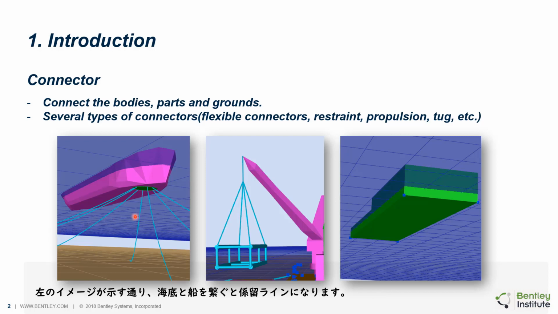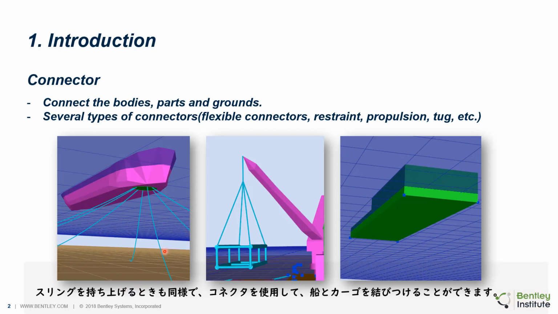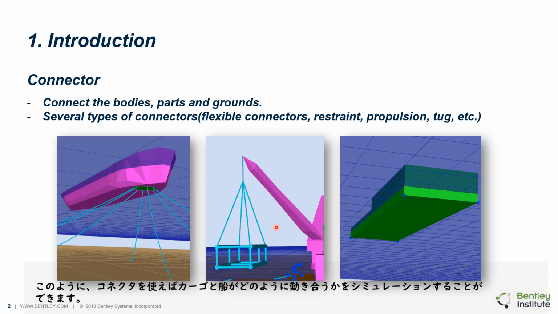As shown in the picture on the left, if we use it to connect the seabed and the vessel, it becomes a mooring line. Same for the lifting slings. We can make a connection between the cargo and the vessel with the connector. So, these connectors allow the cargo and the vessel to communicate with each other during the simulation.